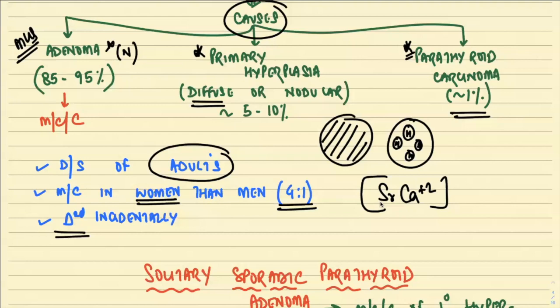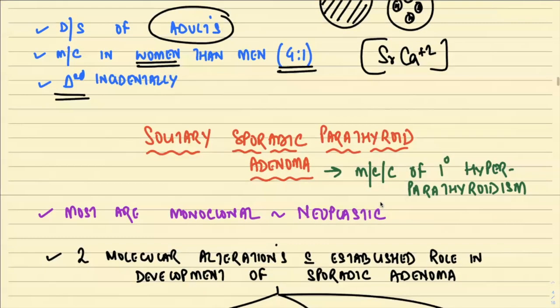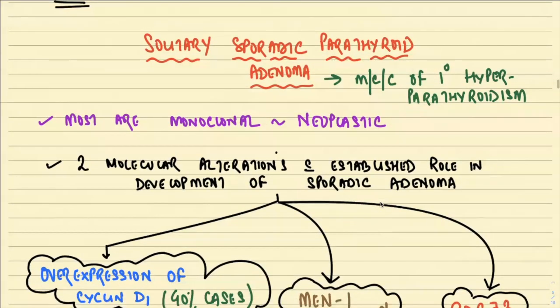Very importantly over here, the first important topic that we will discuss is the solitary sporadic parathyroid adenoma. As I've already said, it is the most common cause of primary hyperparathyroidism. Now, most of them, as I told you, are adenomas. Adenoma means it will be a clonal process. So it is a neoplastic process that we have to understand over here.